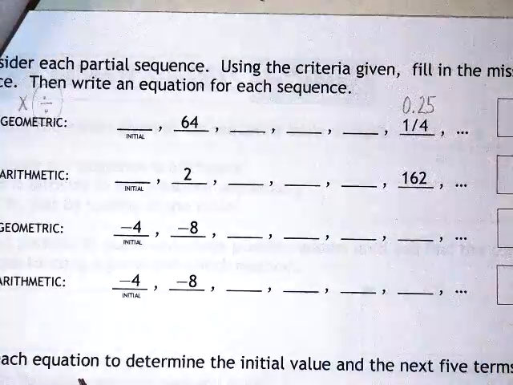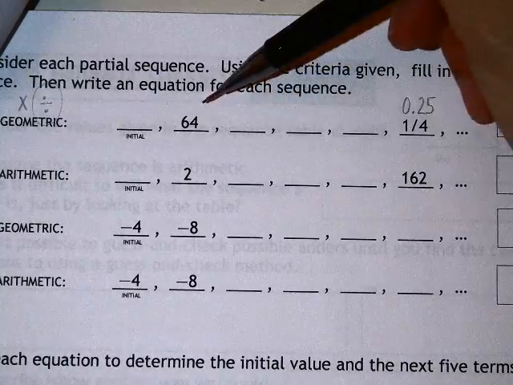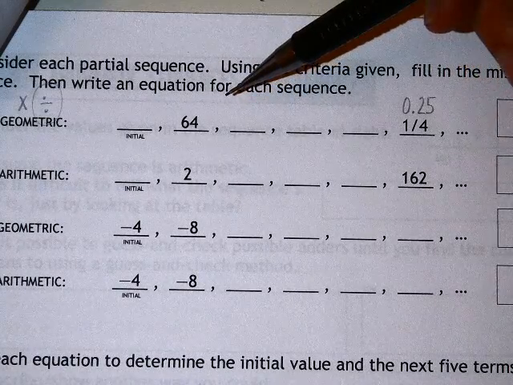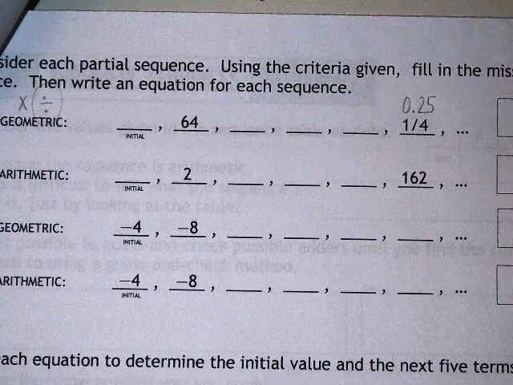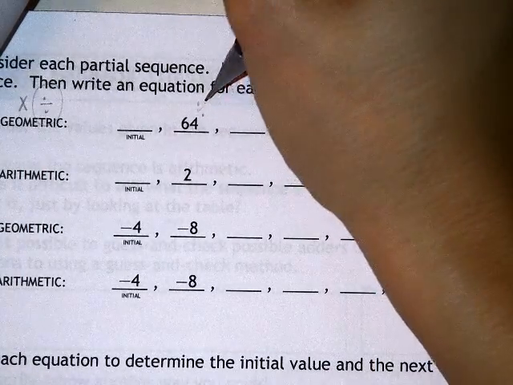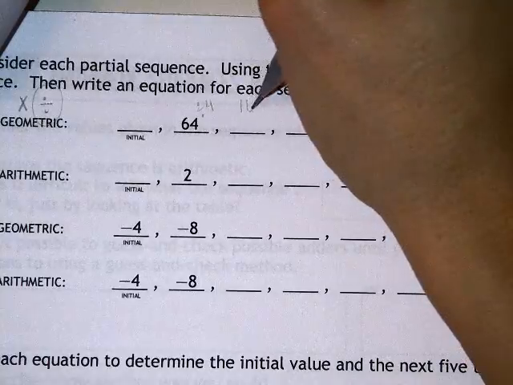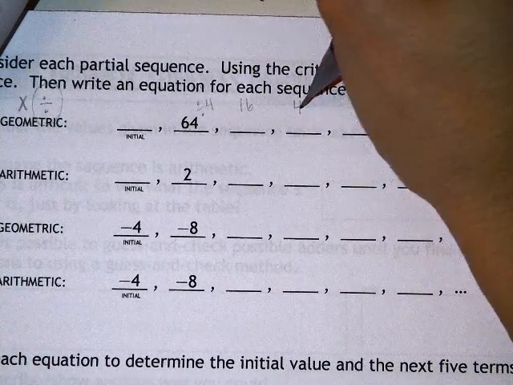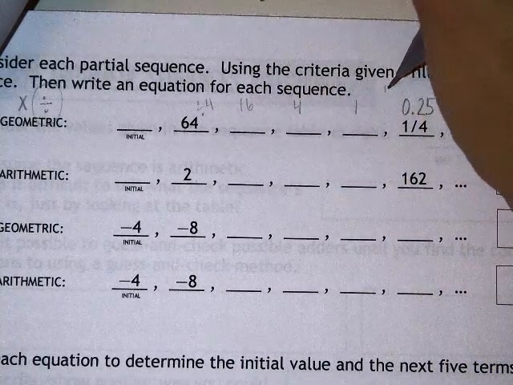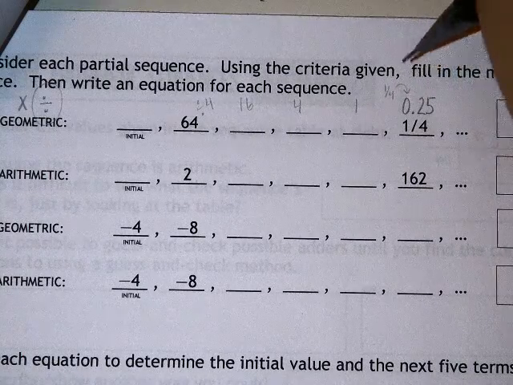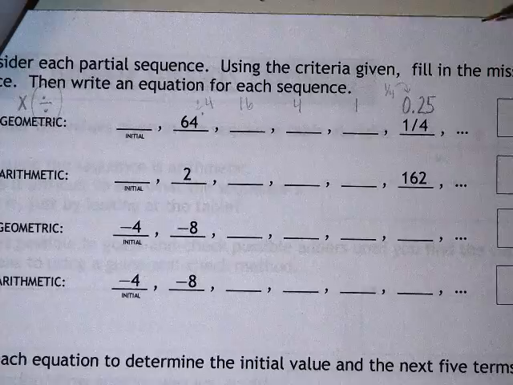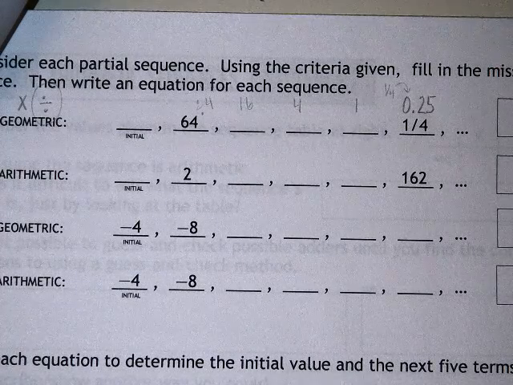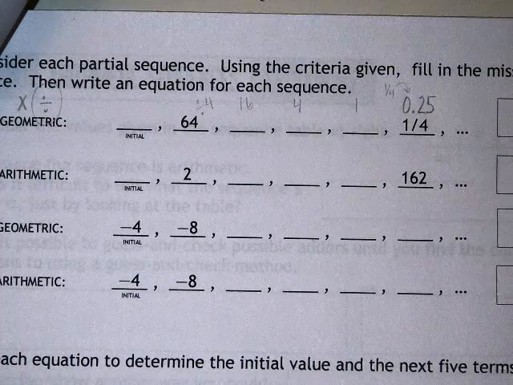I'll try another number. I could try dividing by 3. Ooh, that's not going to work out too nicely. 64 isn't really easily divisible by 3. So maybe I'll try dividing by 4. 64 divided by 4 is 16, divided by 4 is 4, divided by 4 is 1, divided by 4 is 1/4. Hey, 1/4 is 0.25. Hey, that works. So I had to guess. I kind of wasted a little bit of time on one possibility that didn't work, but here I am. Now I know a possibility that works.